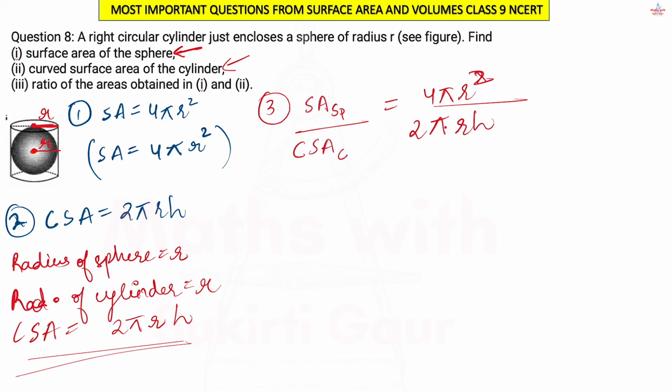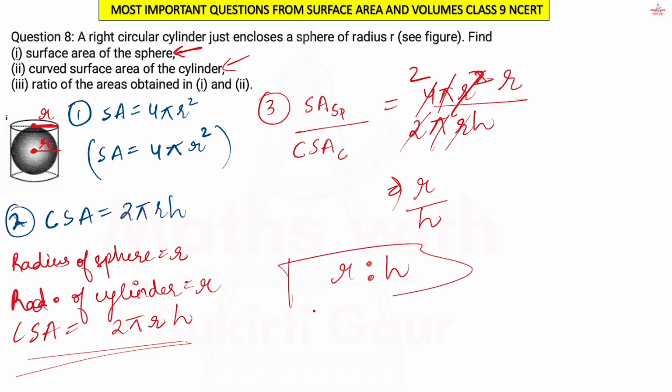Now cancel it out. Pi cancels. 2 times 2. Since this r and this r are the same, one r will cancel out, and we have got r upon h. It means the ratio is r to h. I hope you have understood all the solutions of these questions.